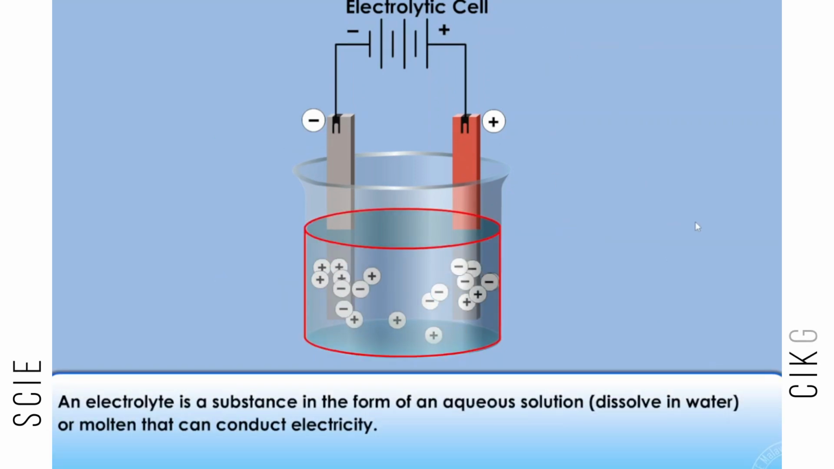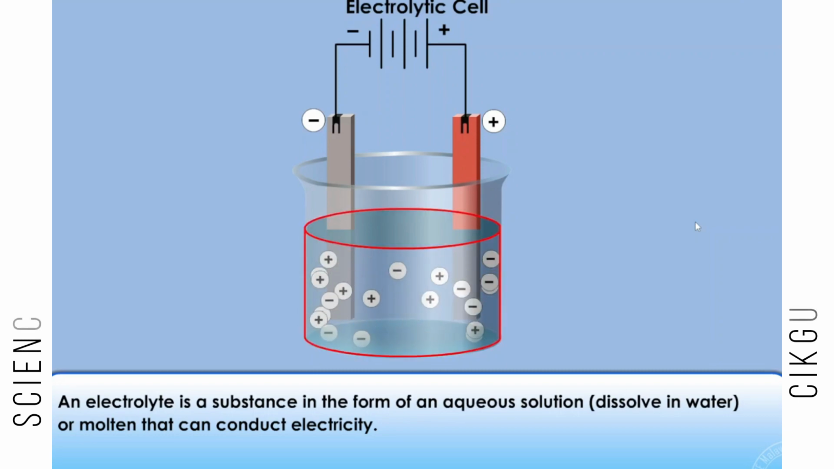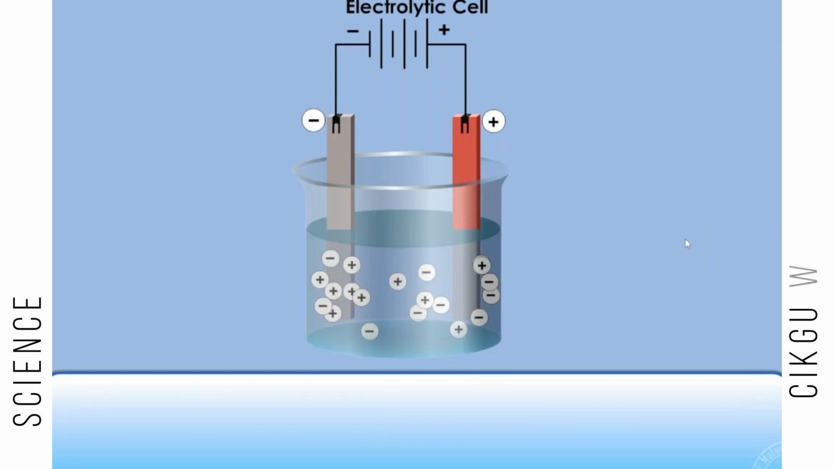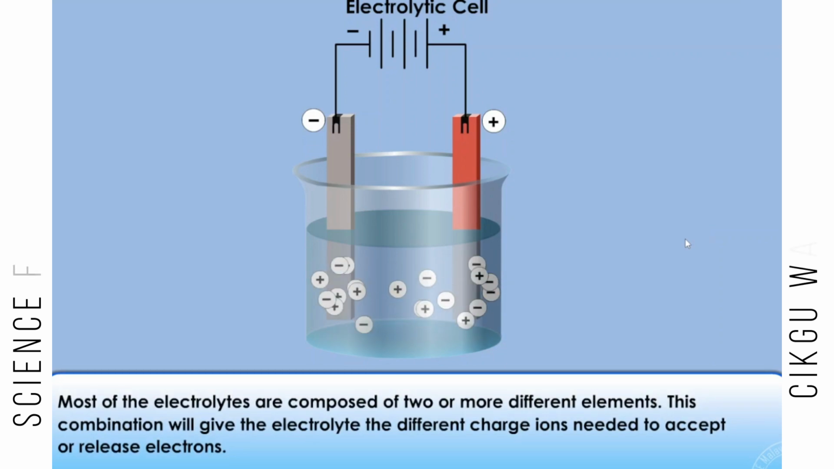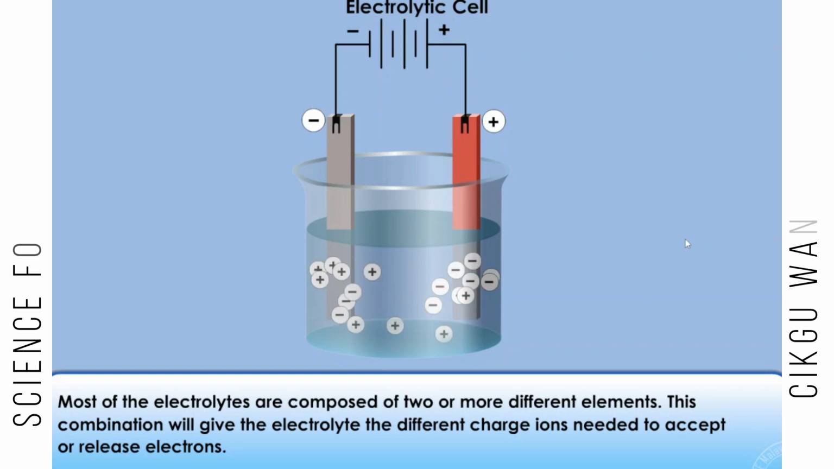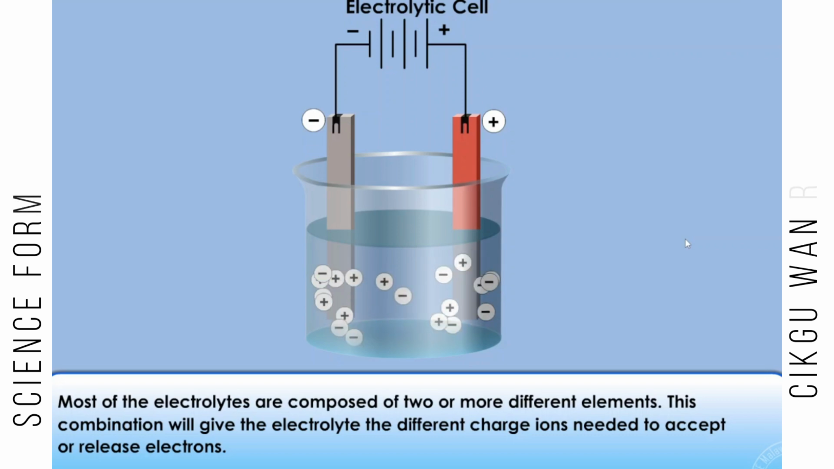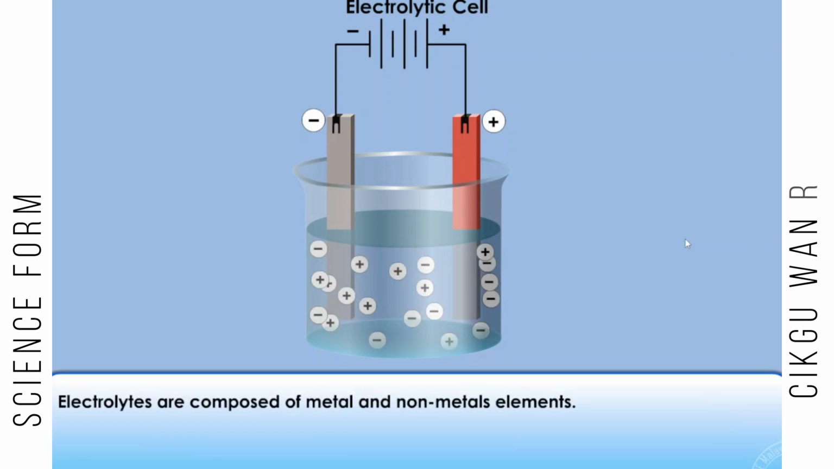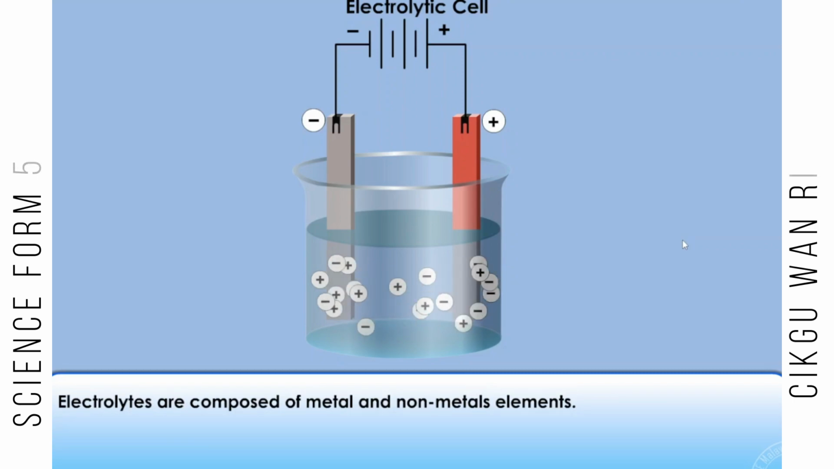An electrolyte is a substance in the form of an aqueous solution dissolved in water, or molten, that can conduct electricity. Most of the electrolytes are composed of two or more different elements. This combination will give the electrolyte the different charge ions needed to accept or release electrons. Electrolytes are composed of metal and non-metal elements.